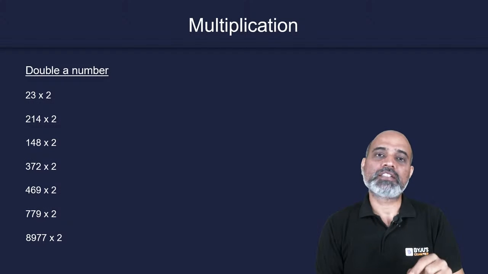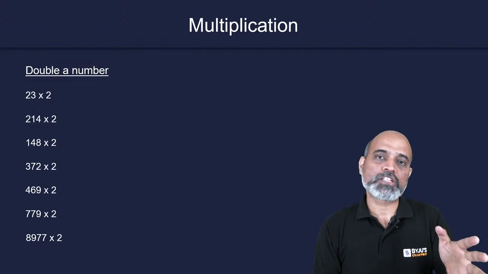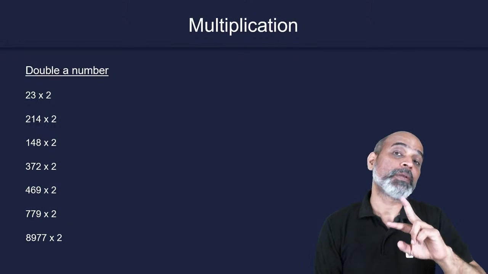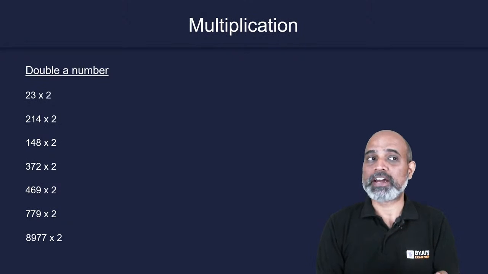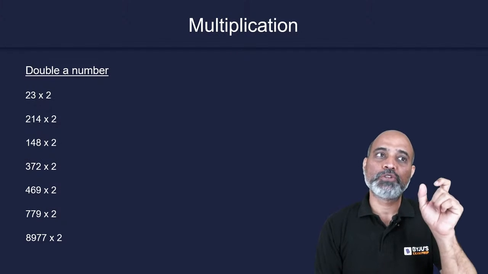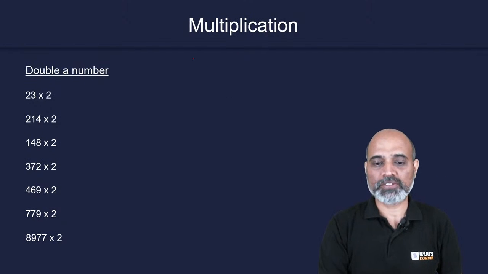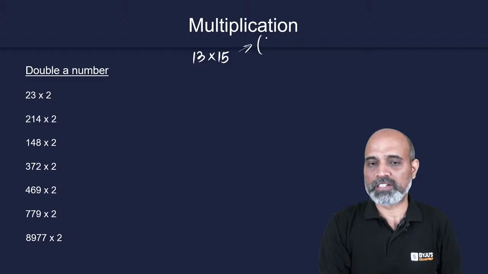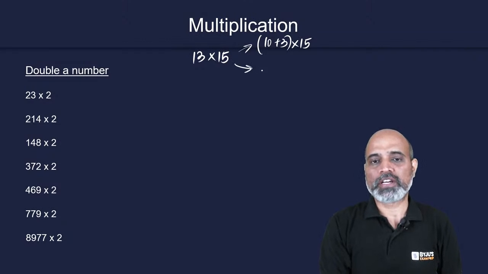Now, the problem starts when we have a number which is more than 10 and another number which is also more than 10, and we try to multiply them. For example, if I have to multiply 13 into, let's say, 15. In those scenarios, what you do is break down 13 and 15. Let me write it down. Suppose I have to do 13 into 15, either break down 13 as 10 plus 3 in your mind and multiply it with 15, or you can break down 15 as 10 plus 5 and then solve.